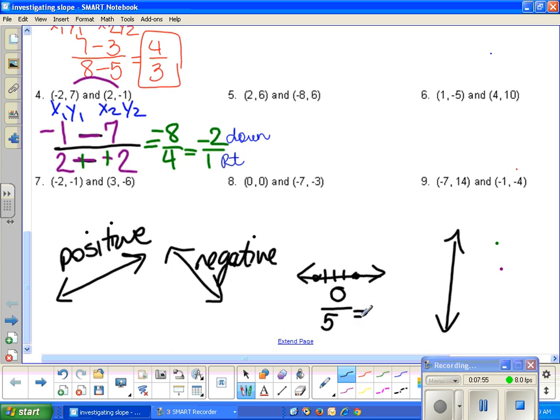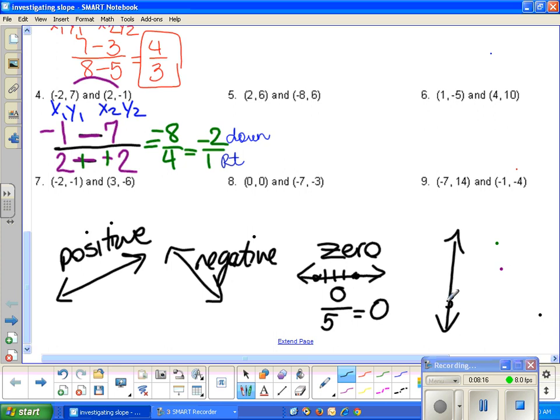What do you get on your calculator? Put 0 divided by 5. You're going to get 0. So a horizontal line, think about looking at the horizon, like from a boat or something, look at the shoreline. That's going to be a horizontal line. It doesn't go up, it doesn't go down. It's just 0, it's a flat line.